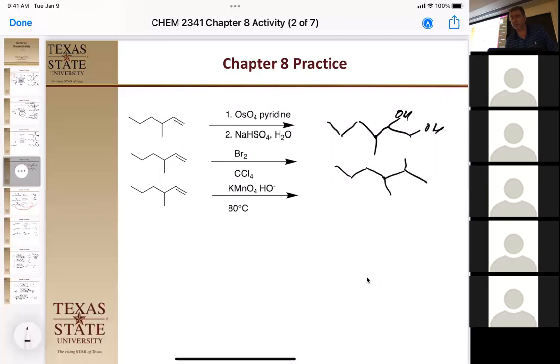We're going to have a bromine here and a bromine here because it's in carbon tetrachloride. Permanganate hot. Permanganate 50 degrees, 80 degrees, so even hotter. What are we going to make? Diol, aldehyde, ketone. Nope, carboxylic acid plus CO2. We're going to cut that right there.